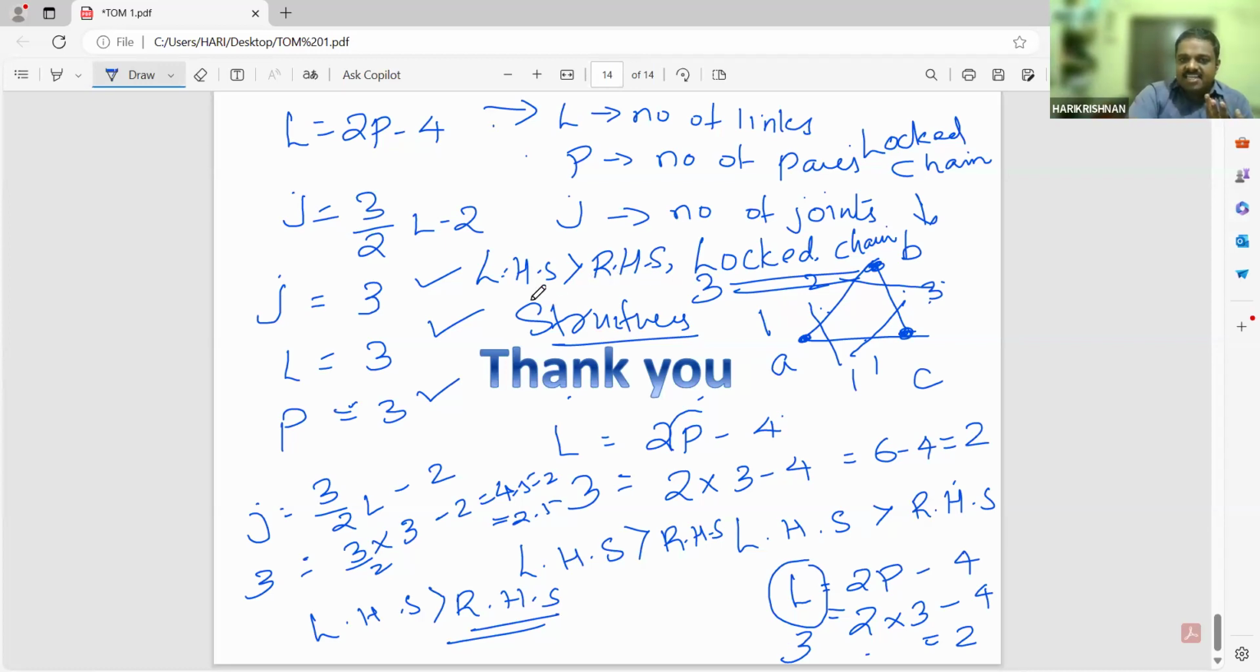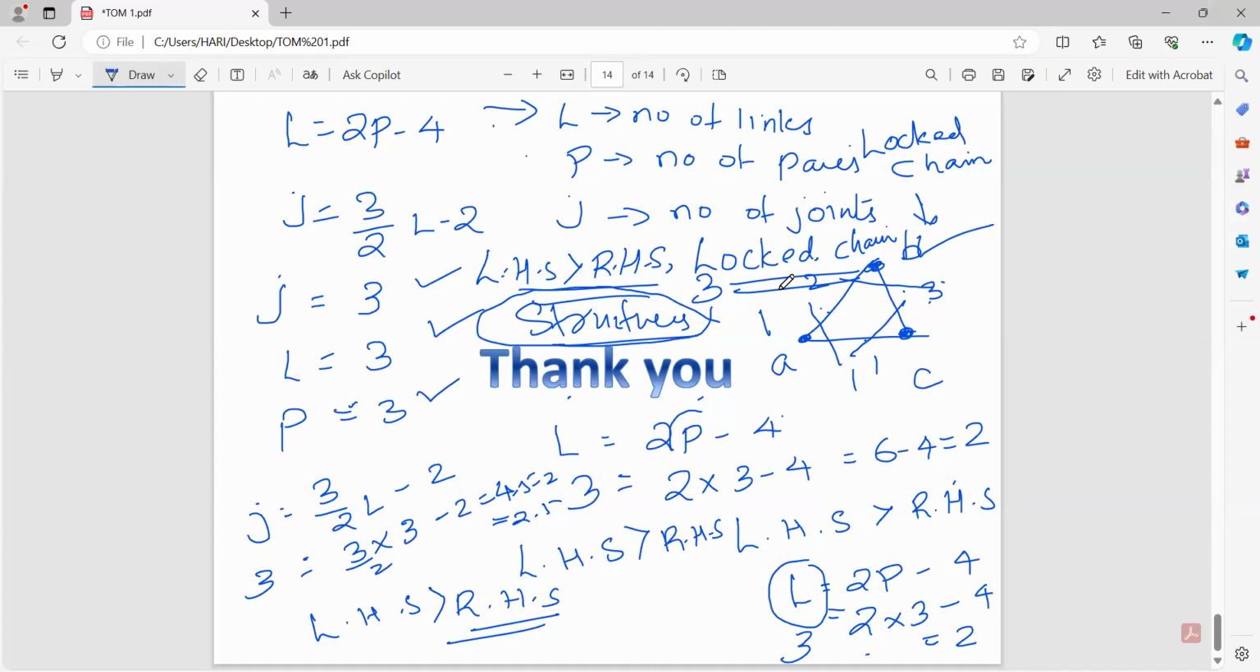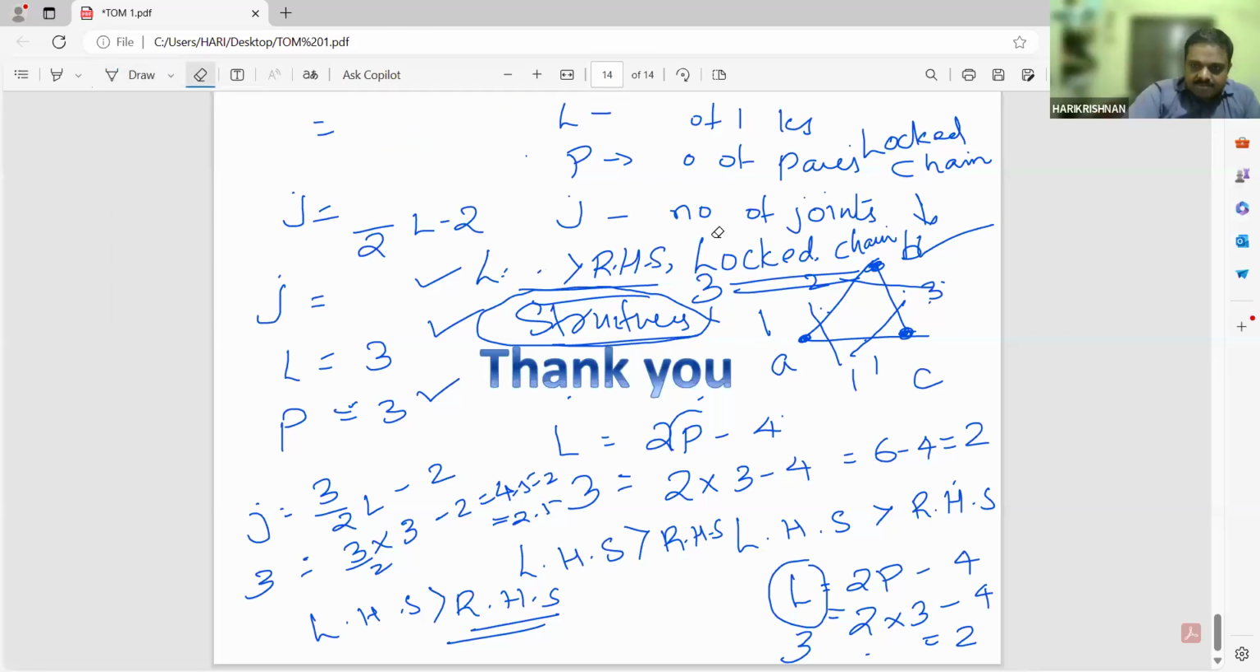So when LHS is greater than RHS, it forms a locked chain and it forms a structure. All the locked chains are structures. It will not have any motion. I think the concept is clear for you. Any doubt? Can I give you one example for LHS less than RHS, or LHS equal to RHS? I am going to explain the next one. Let me rub this and I will explain that.